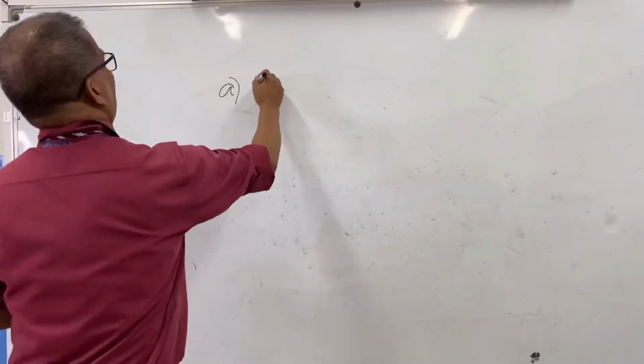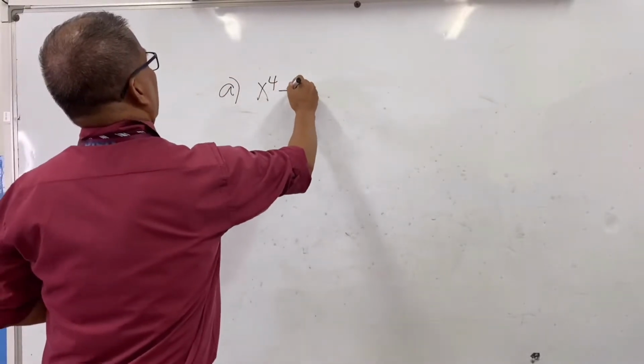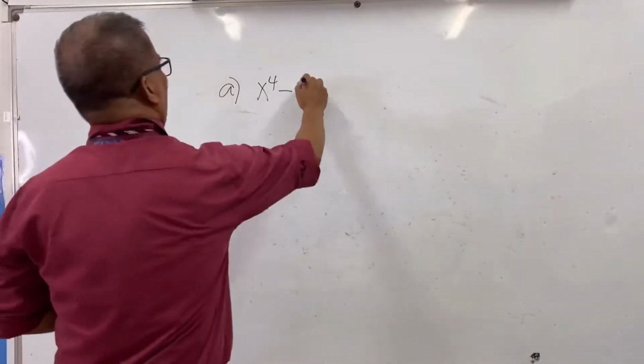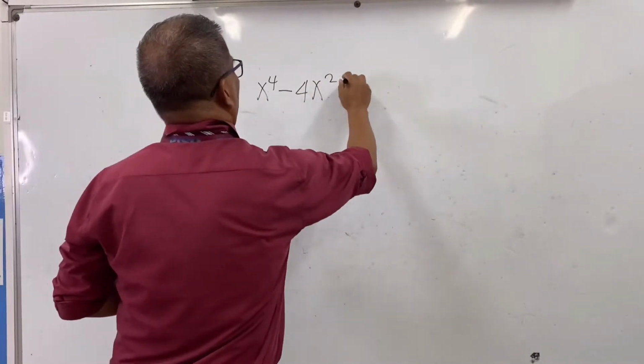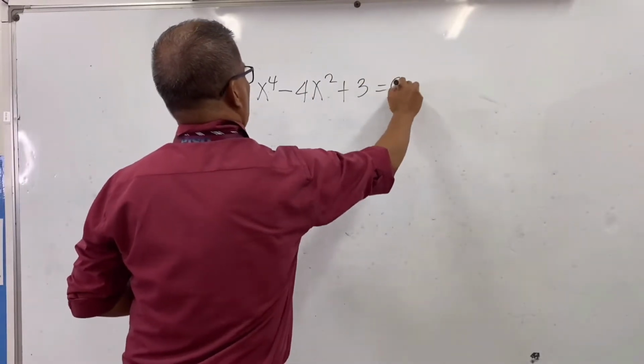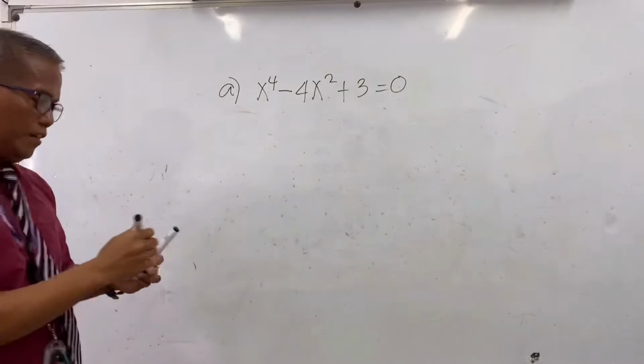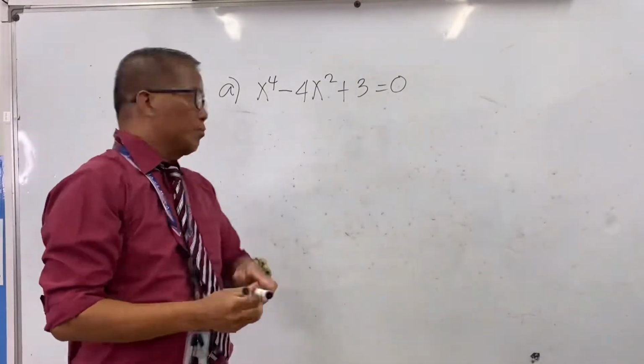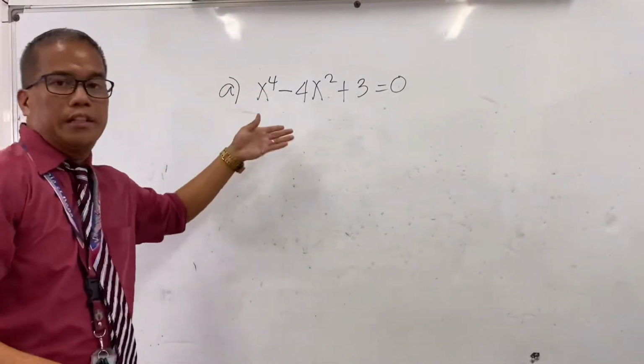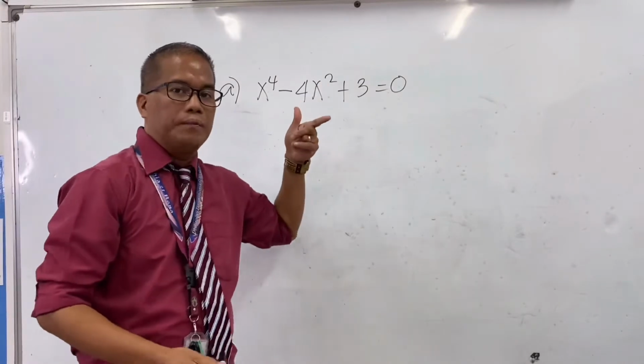Letter A, we have x raised to 4 minus 4x squared plus 3 is equal to 0. So you will notice that the exponent now is 4, so we call this equation a quartic equation.